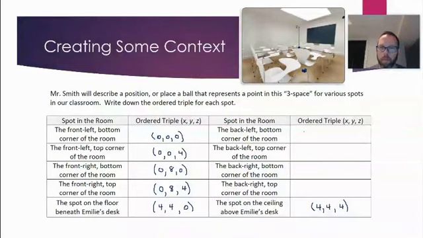Let's go to the back left corner of the room. If we go to the back, we said the back of the room is 10 meters from the front, right? And we're at the left, 0. At the bottom would be 0 as well. Back left top, so we're back. We haven't moved to the right, but we're at the top of the room, 10, 0, 4.